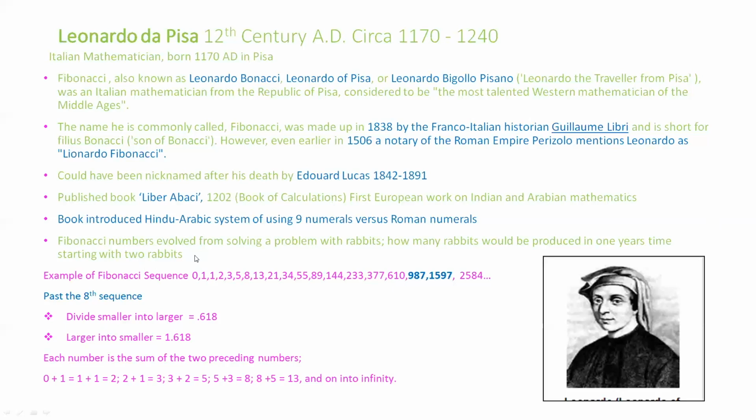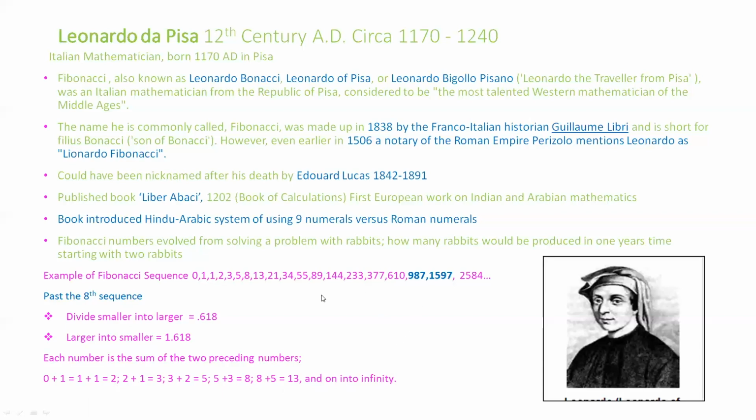It's also thought that he, for the royal family, solved a problem of how many rabbits would be produced in 1 year's time, starting with 2 rabbits. And that brings us to the Fibonacci sequence. So if you're not familiar with the sequence, it's actually fairly simple. It's just a matter of taking one number and adding them together. So you have 0 plus 1 equals 1, 1 plus 1 equals 2, 2 plus 1 equals 3, and so on all the way into infinity.